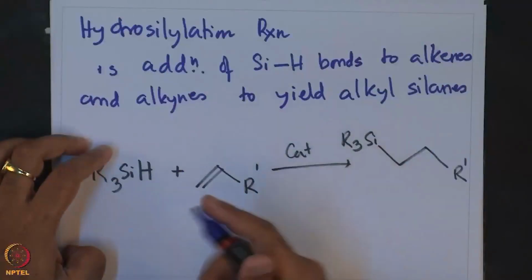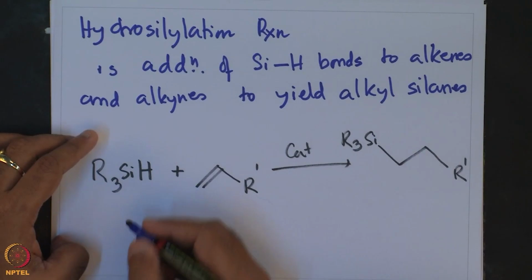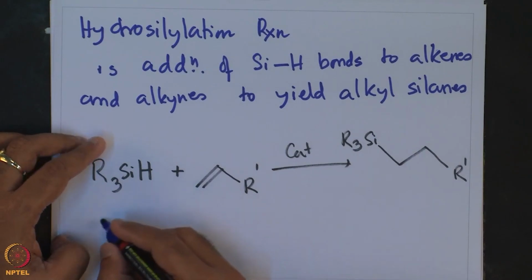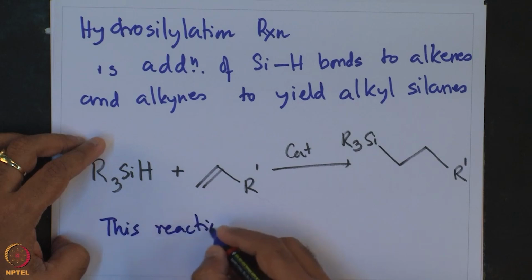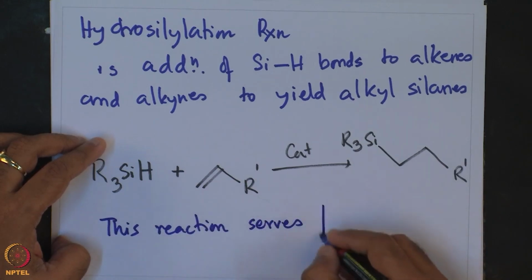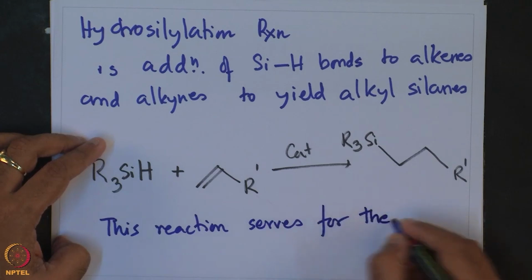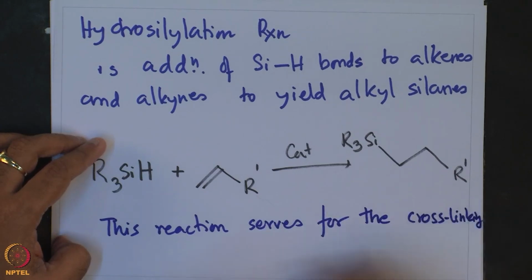This also serves for cross linking of silicon polymers. So, one interesting utility is that this reaction serves for cross linking of silicon polymers.